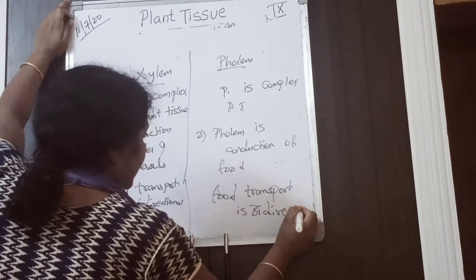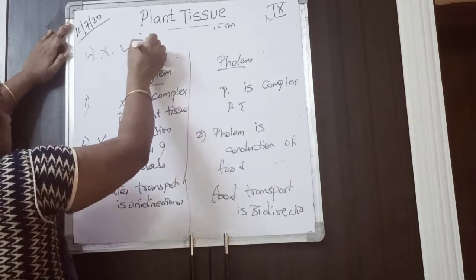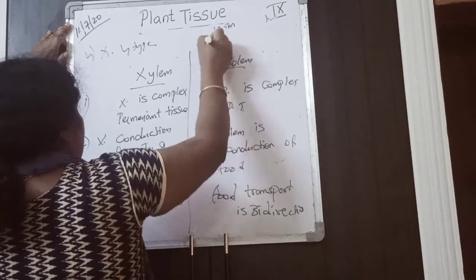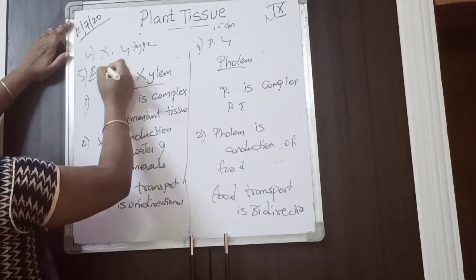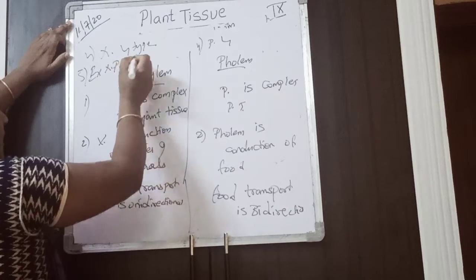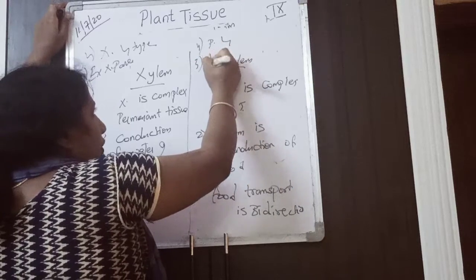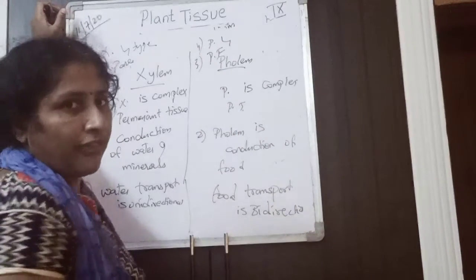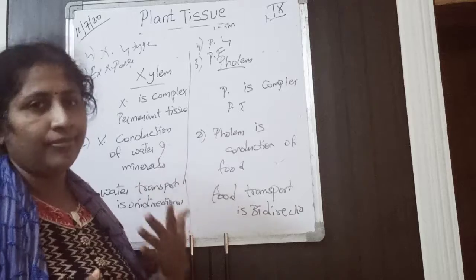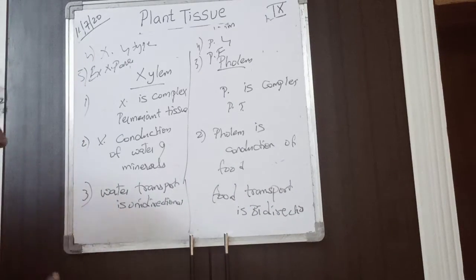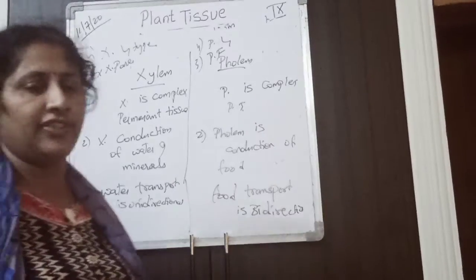Next, what you can write? Xylem is made up of 4 types of cells. Write the names. Phloem is also made up of 4 types of cells. Write the names. Except xylem parenchyma, all are dead cells. Except phloem fibers, all are living cells. Draw the diagram and that's it. That's how you can write the differences. The xylem diagram and phloem diagram are given in your textbook.